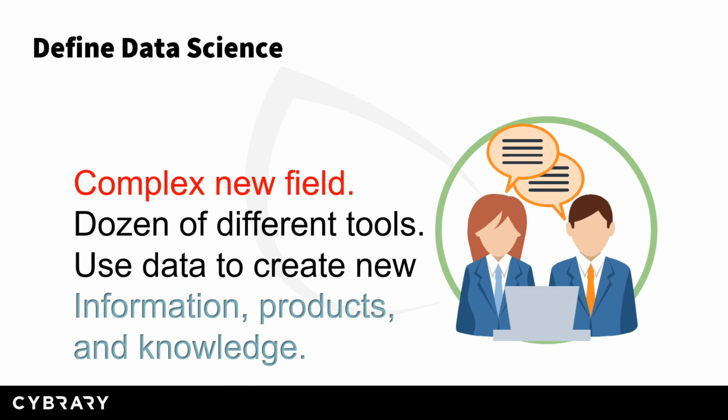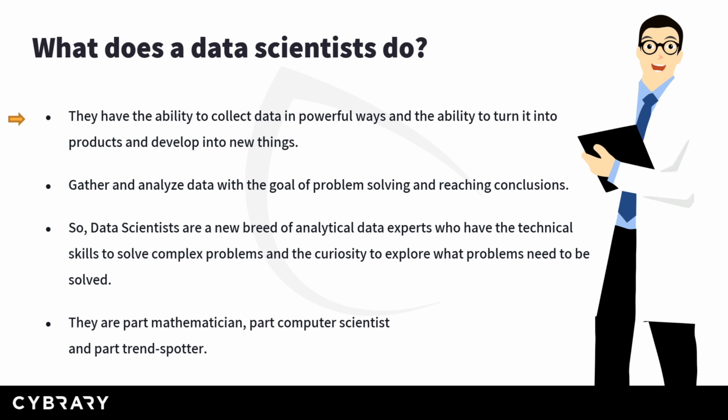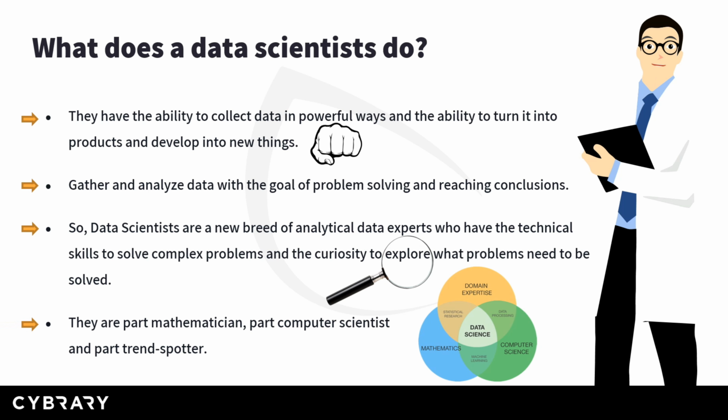So how do you define data science? Data science is a complex new field with dozens of different tools. You can use data to create new information, products, and knowledge. What do you think data scientists do? Data scientists have the ability to collect data in powerful ways and the ability to turn it into products and develop new things. They gather and analyze data with the goal of problem solving and reaching conclusions. In a nutshell, data scientists are a new breed of analytical data experts who have complex problem solving skills and are curious. They are part mathematician, part computer scientist, and part trend spotter.